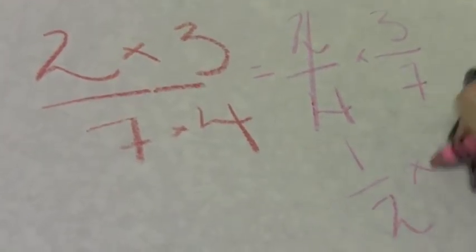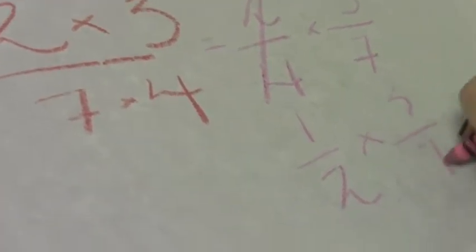And 1/2 times 3/7. Multiply across the top and then the bottom. And you get 3/14. By crossing out, you're doing simplification within the problem instead of after.